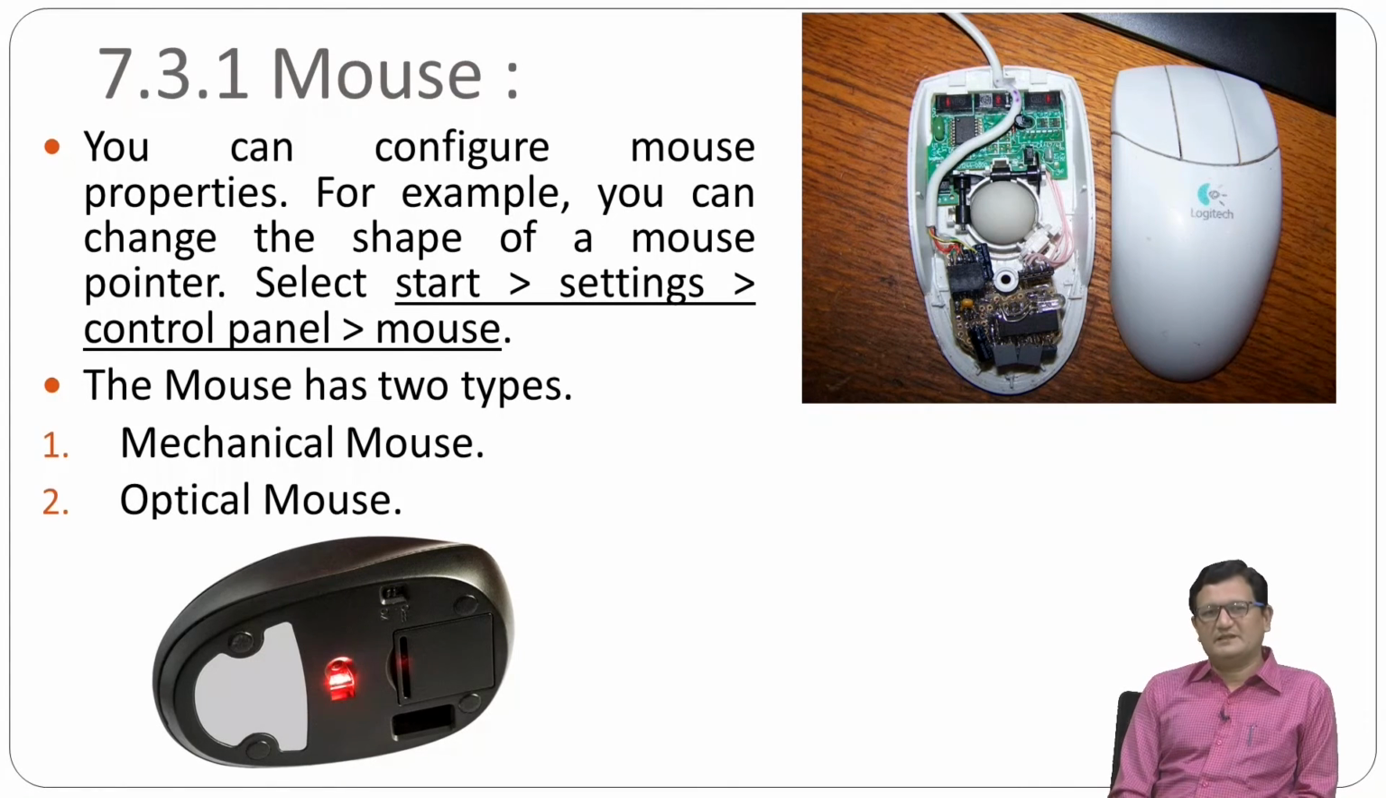Nowadays we are using optical mouse. In the case of optical mouse, I have given a black mouse photograph. Here at the bottom side of the mouse, you can see there is a laser light. So based on the laser light, the computer system will track which direction you are moving your mouse, and based on it your mouse pointer will move, okay.